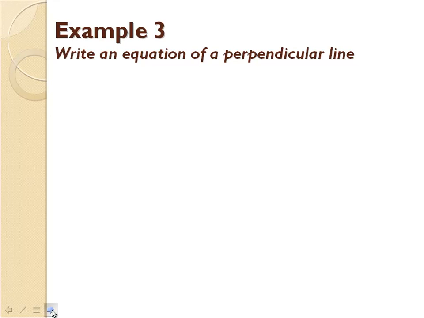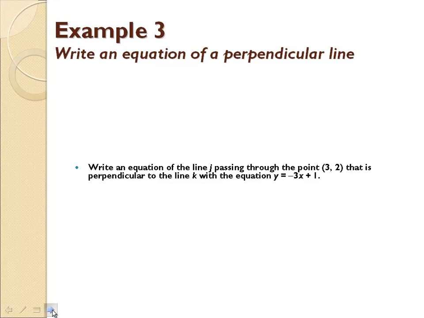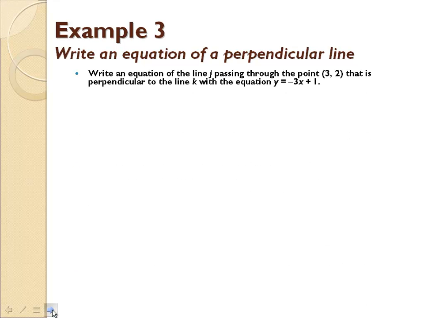Example 3. Now we're going to write an equation of a perpendicular line. Okay? So write an equation of the line J passing through the point (3, 2) that is perpendicular to the line K with the equation y equals -3x plus 1. As soon as you see perpendicular, you should think their slopes are going to be opposite reciprocals, and they're also going to multiply to give me -1. That's something we talked about yesterday.